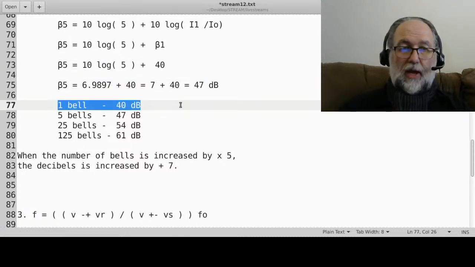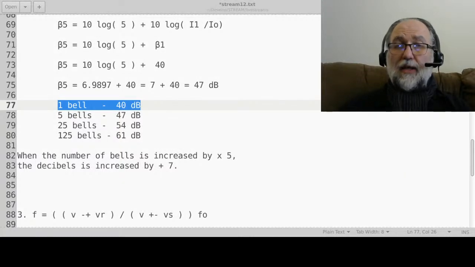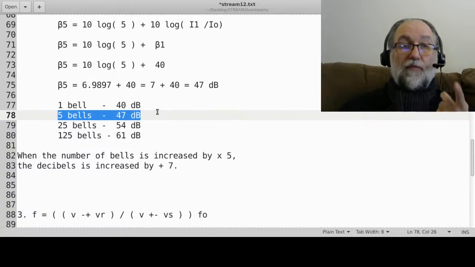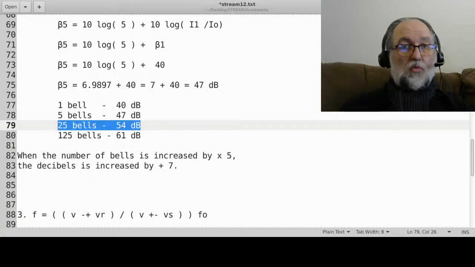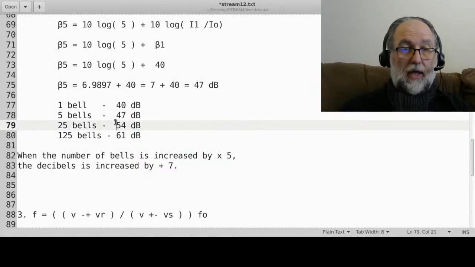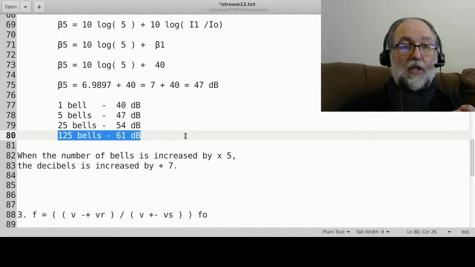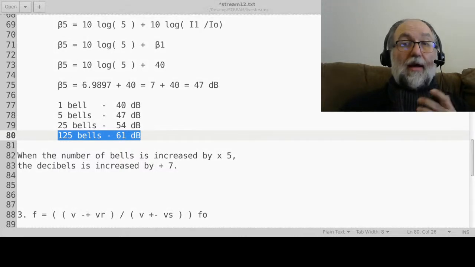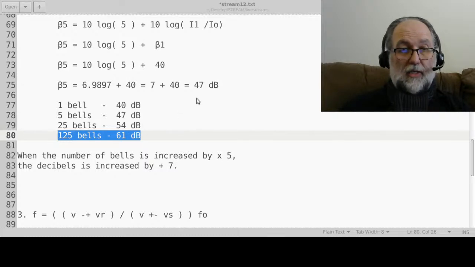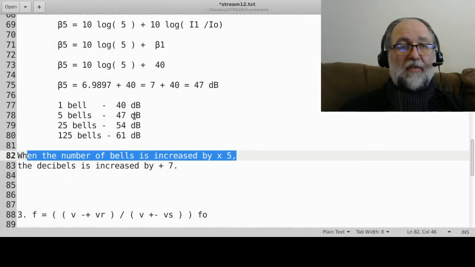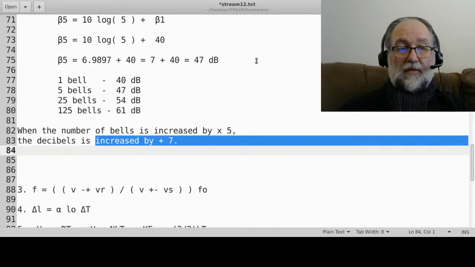Okay, so to summarize, one bell has an intensity of 40 decibels. Multiply that by 5, 5 bells will have an intensity of 47. 25 bells, where did I get the 25? Multiply by 5 again. That's going to be 47 plus another 7. Okay, that's going to be 54. And then 125 bells, again, 25 times 5 is 125. That's going to be 54 plus 7, and that's going to be 61 decibels. So every time you increase the number of bells by multiplying by 5, so you've got 5 times more bells, you're going to have an intensity which is increased by plus 7.